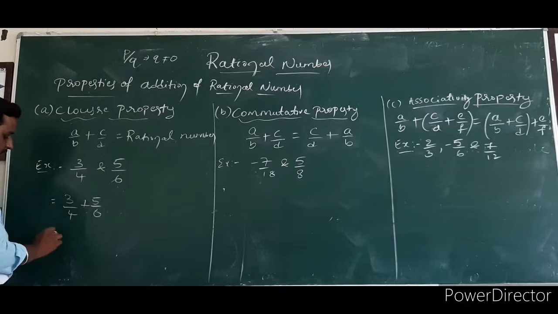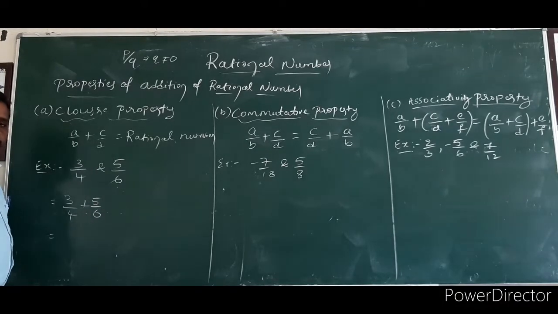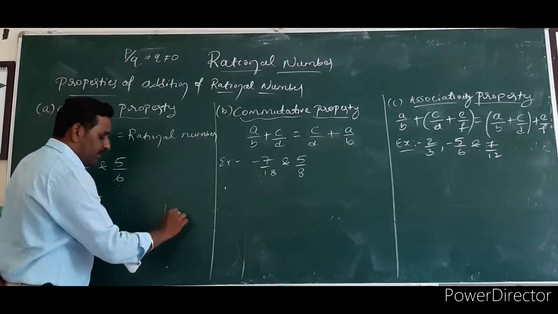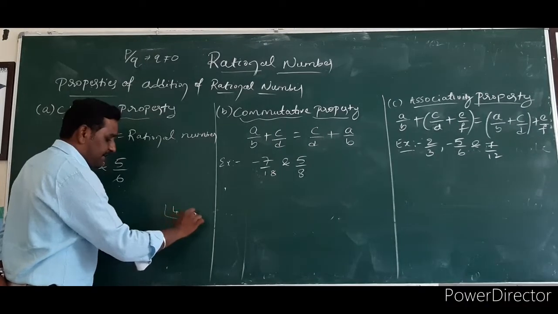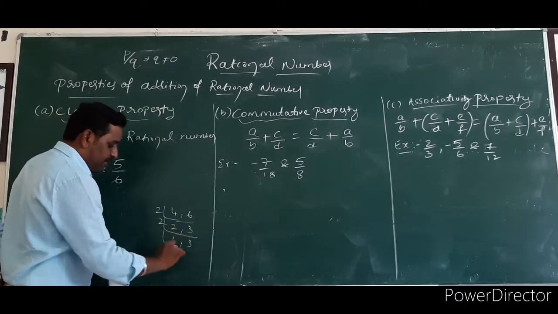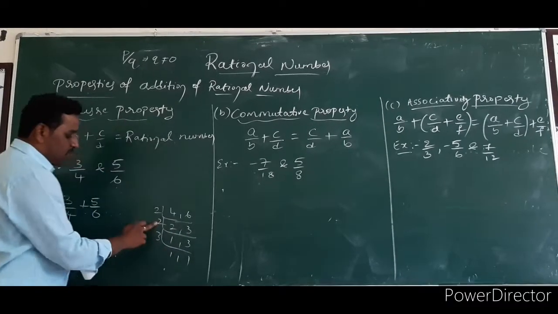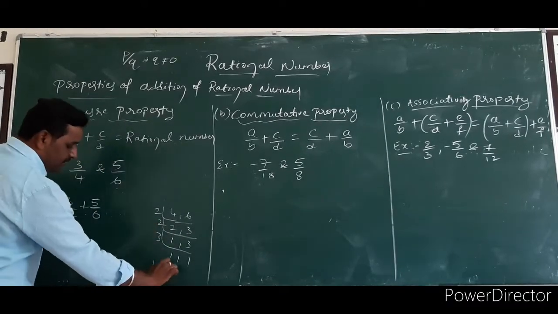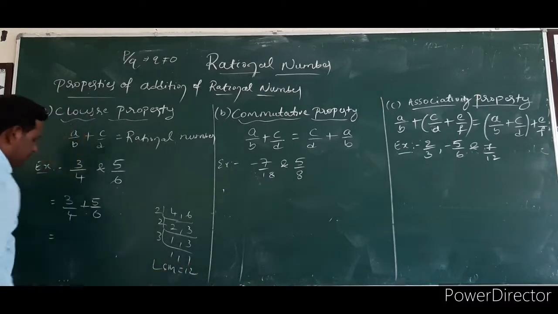Here 4 and 6, the denominators, are different, so you have to take the LCM. 4, 6: 2 twos are 4, 2 threes are 6, 2 ones are 2, 3 ones are 3, 1 1. 2 twos are 4, 4 threes are 12. What is the LCM? 12.